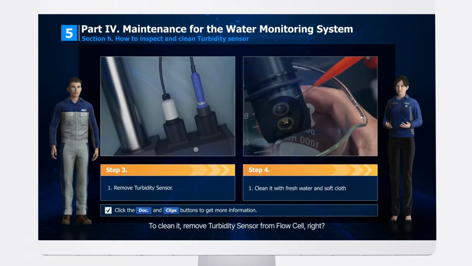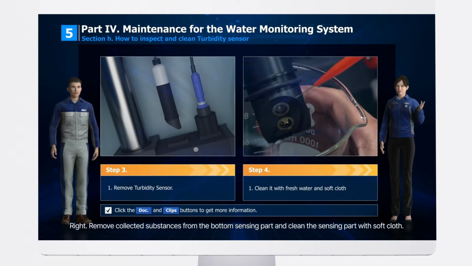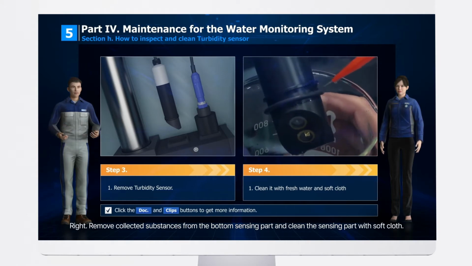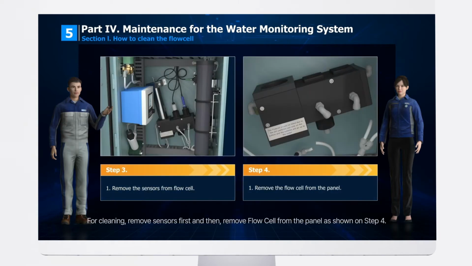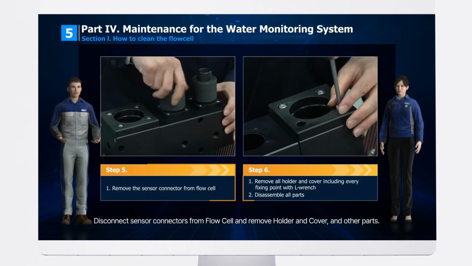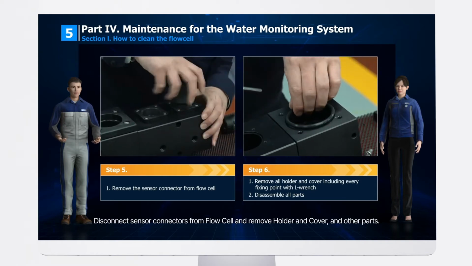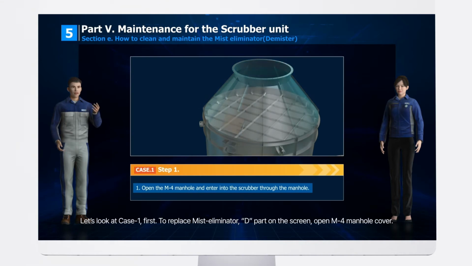To clean it, remove turbidity sensor from flow cell, right? Right. Remove collected substances from the bottom sensing part and clean the sensing part with soft cloth. For cleaning, remove sensors first and then disconnect sensor connectors from flow cell and remove holder and cover and other parts. Let's look at case 1.